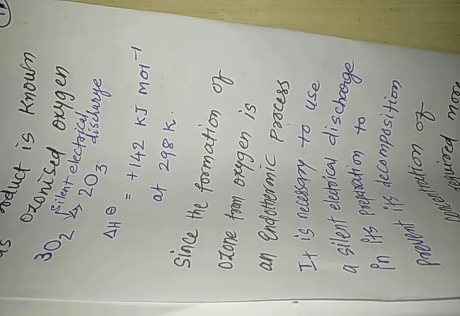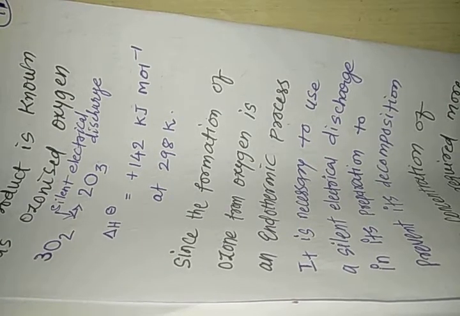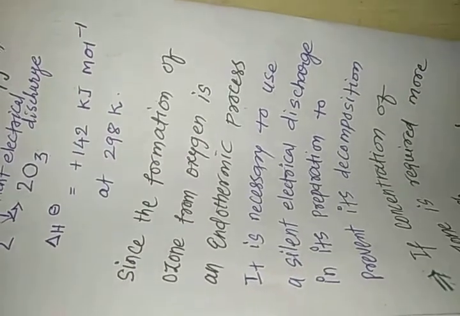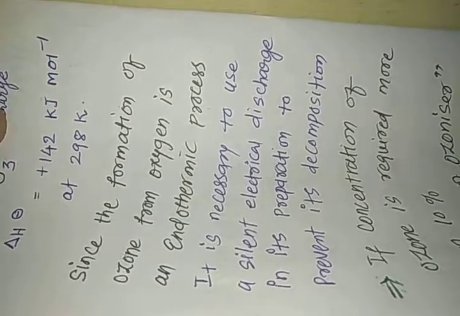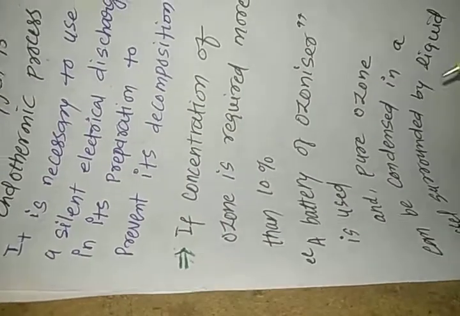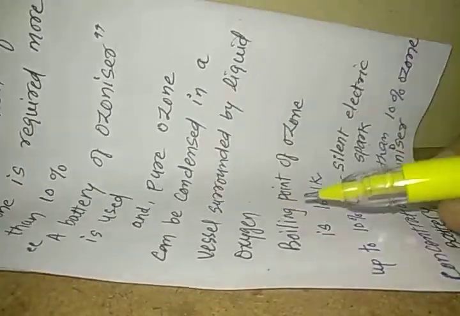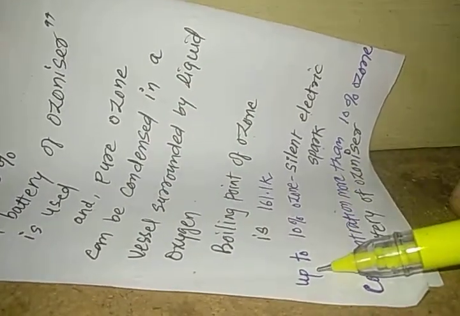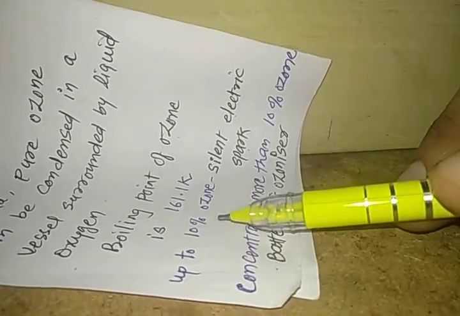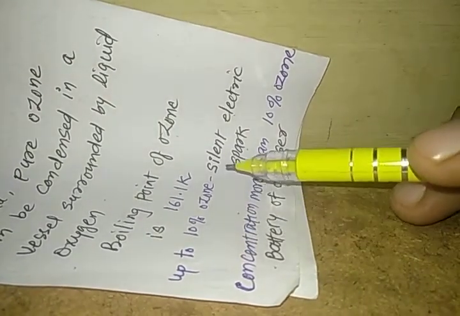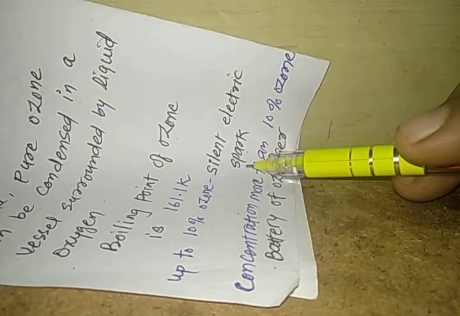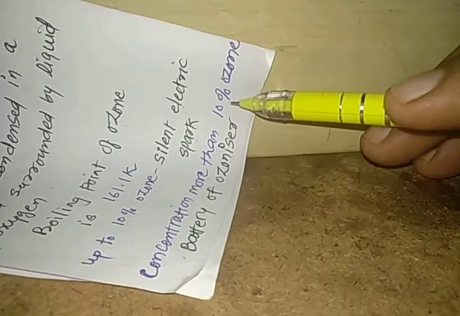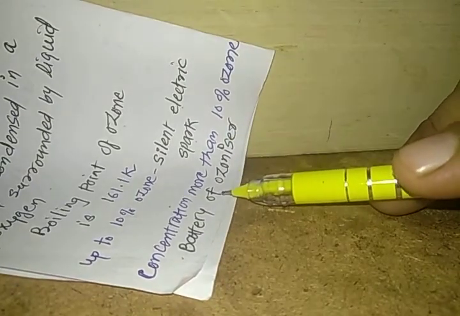Ozone can be produced by passing an electrical spark, which should be silent. If we pass the silent electrical spark, we can get the concentration of ozone up to 10%. And if we need a concentration more than 10%, we need to use the battery of ozonizer. So this is what we have studied last about ozone.